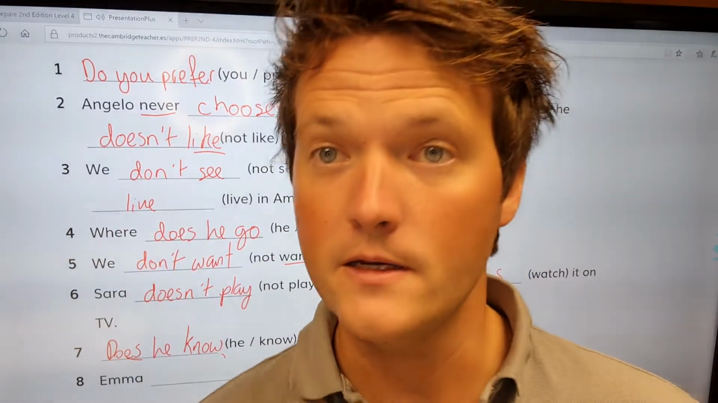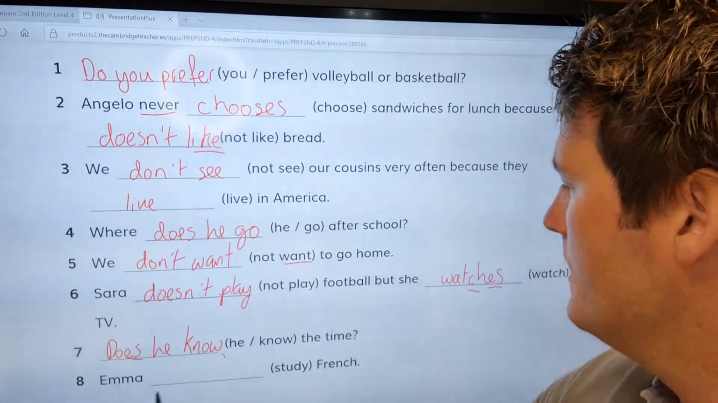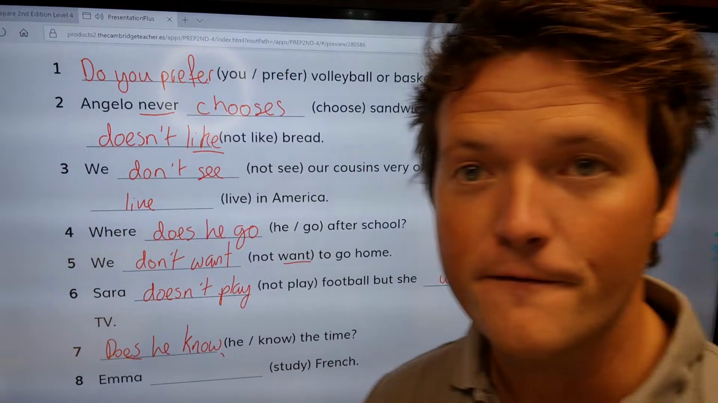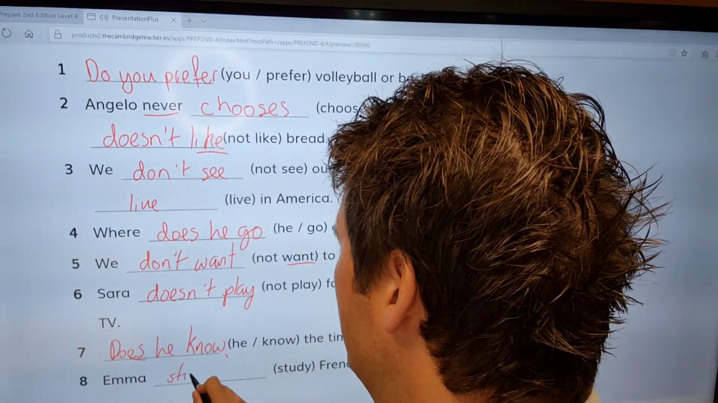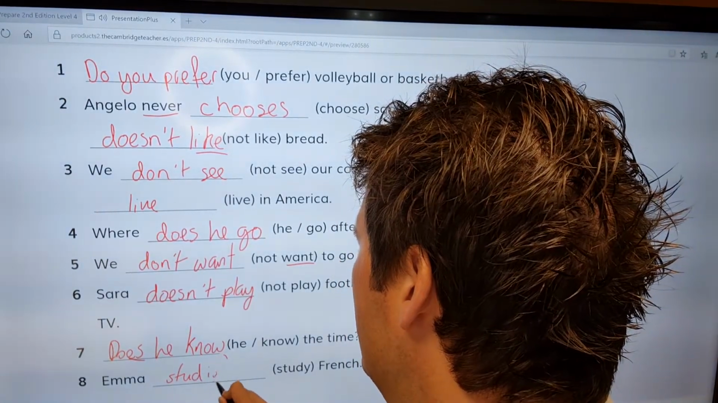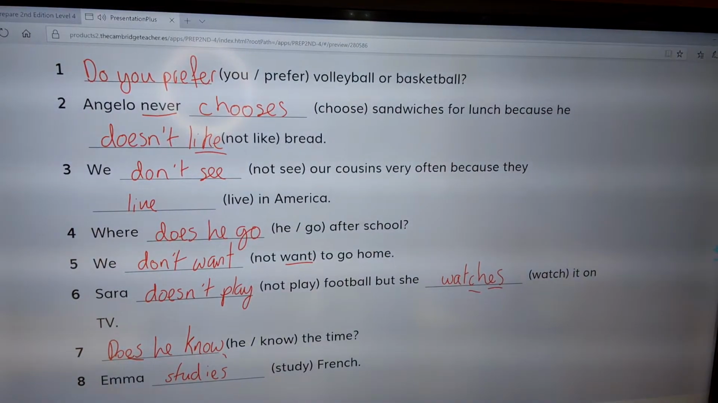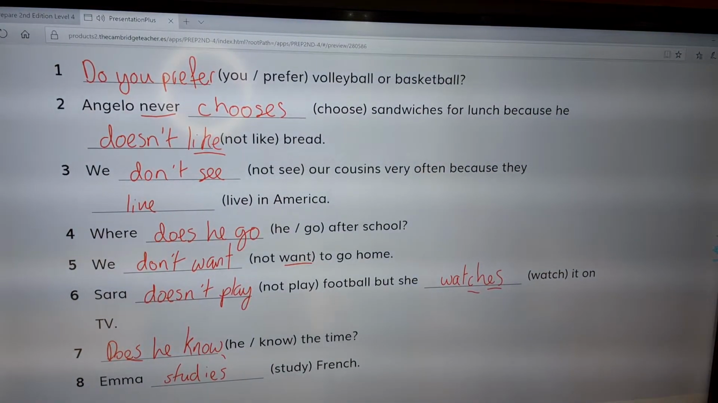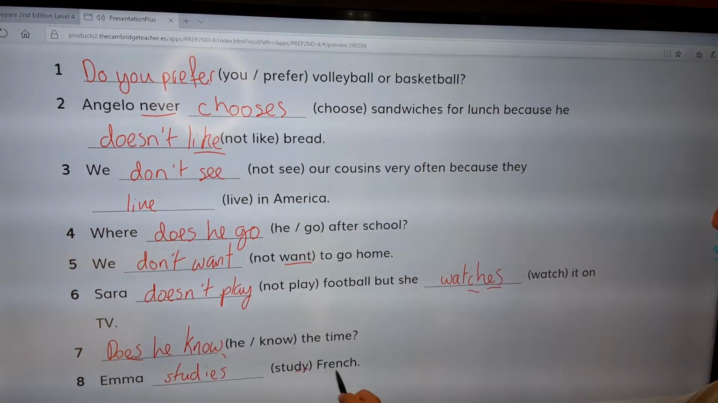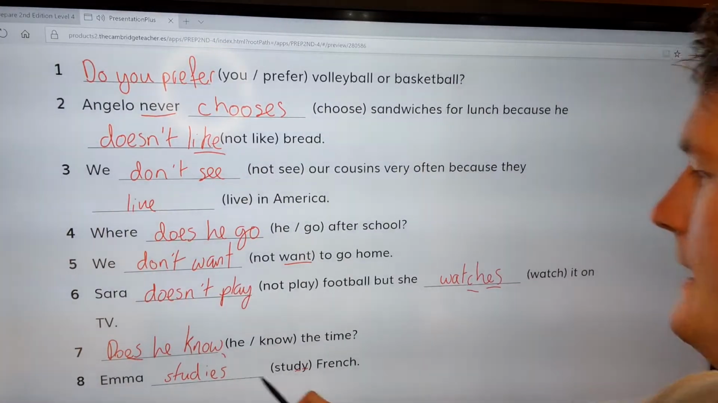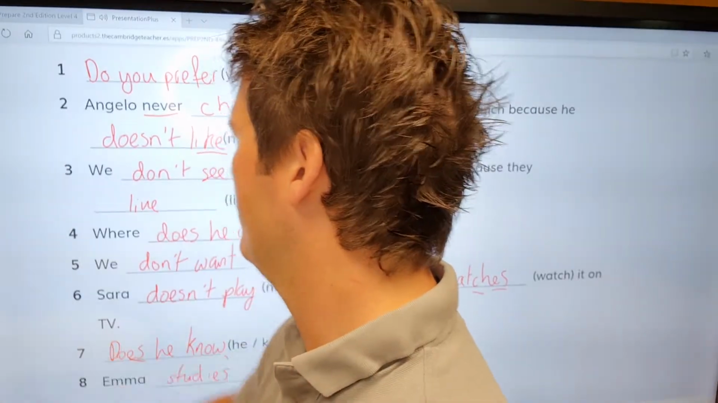Okay, and the final present simple sentence that we have here says Emma studied French. It's a fact that Emma studies, be careful how you write this, studies French, right? That's a fact. She studies French. Third person, so we take off the Y because study ends in a consonant and then Y. We take off the Y and put I-E-S. Okay, so we have finished with the first exercise.